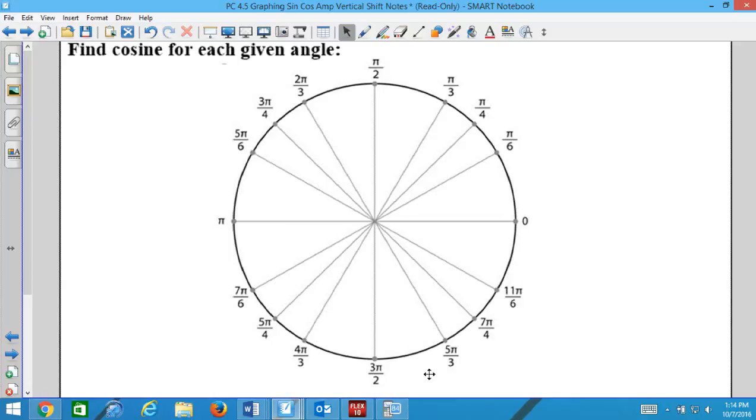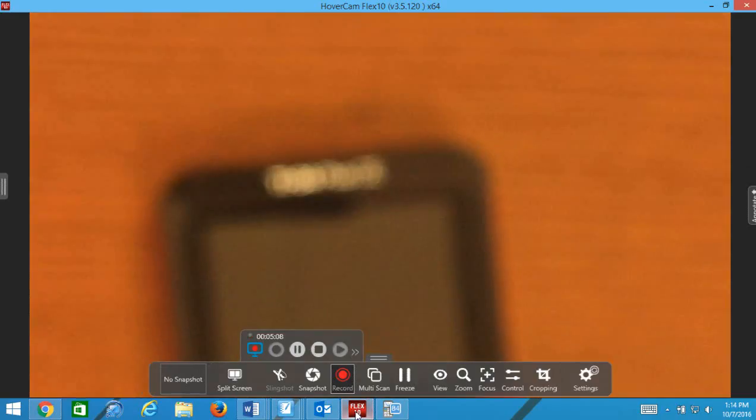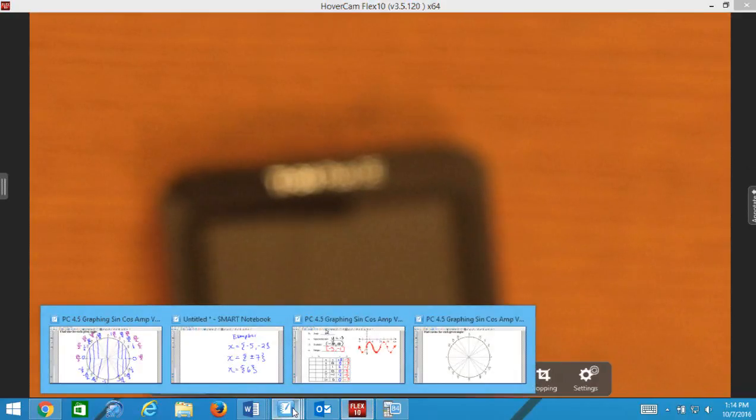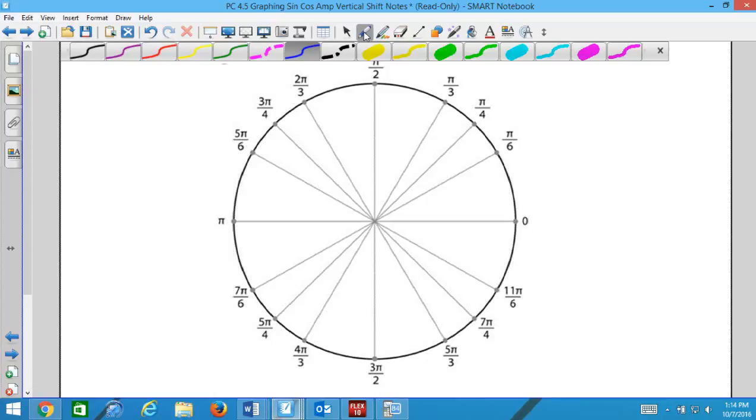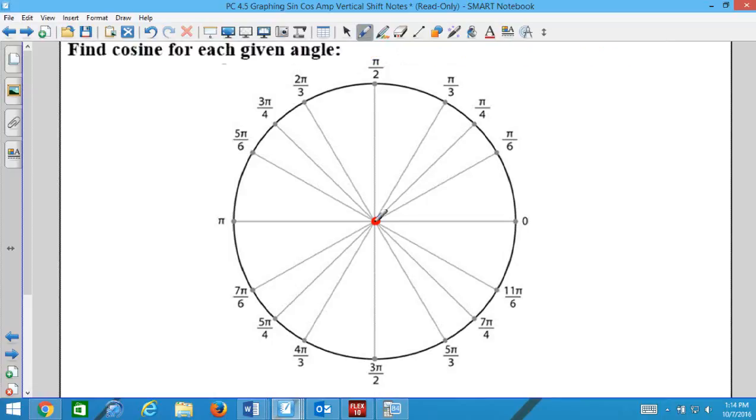So where would the lines be for cosine? Cosine is what? Oh, apparently this has been running the whole time. All right. Cosine is x. So I'm going to start here. I'm going to go over 1.